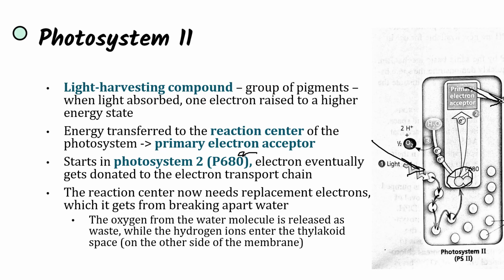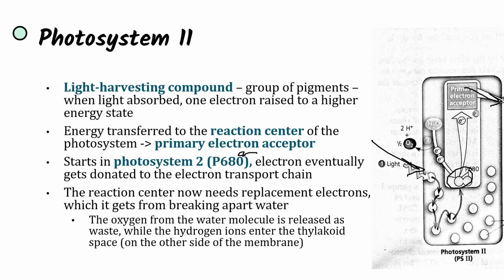So the oxygen molecules that are released from the breaking apart of water are then going to be released into the atmosphere, which is how photosynthesis produces the oxygen that is necessary for the air that we breathe. While the hydrogen ions, because of course we're not using up the hydrogen molecules, just the electrons to replace, are going to enter the thylakoid space on the other side of the thylakoid membrane.